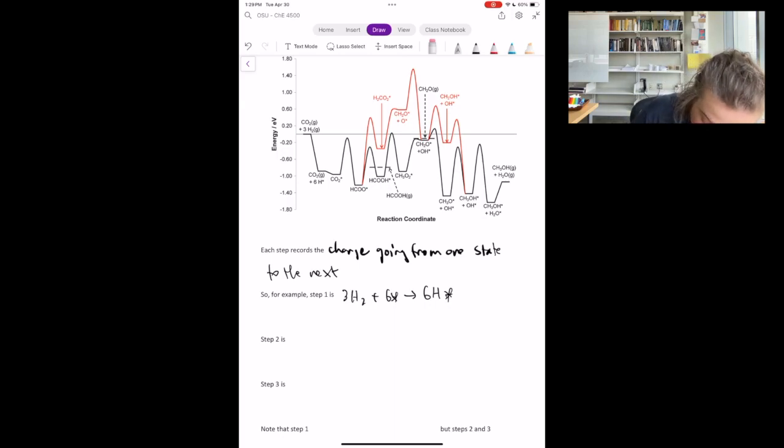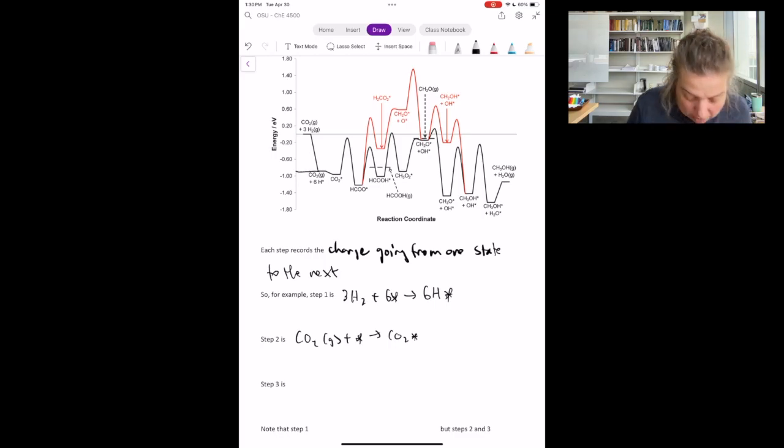If I go through and look at some other examples, step 2 is going to be here to here. Actually, let me draw that differently. It's going to be here to here, so that's going to be CO2 adsorption. CO2 gas plus star goes to CO2 star. I could look at the energy of that. It's pretty small. This energy is going to go from about here, which we said was about minus 0.9, to maybe about here, which is about minus 1. So maybe the energy of that reaction is minus 0.1 eV. We could write that down.